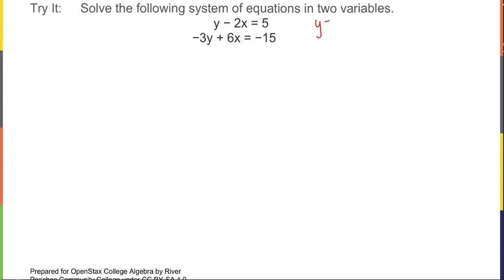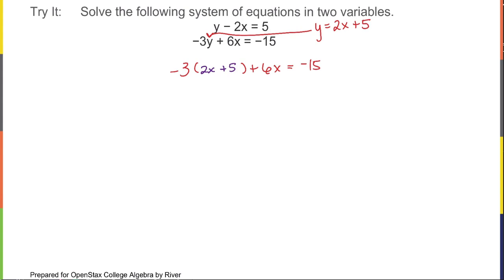So I'm going to solve this top equation for y, and I get y equals 2x plus 5 because you would add 2x to both sides, and I'm going to sub it in to this y here. So we have -3y plus 6x equals -15, and I'm going to replace the y with 2x plus 5. Then distribute and solve. So -6x minus 15 plus 6x equals -15. The 6x's cancel, and that leaves -15 equals -15.